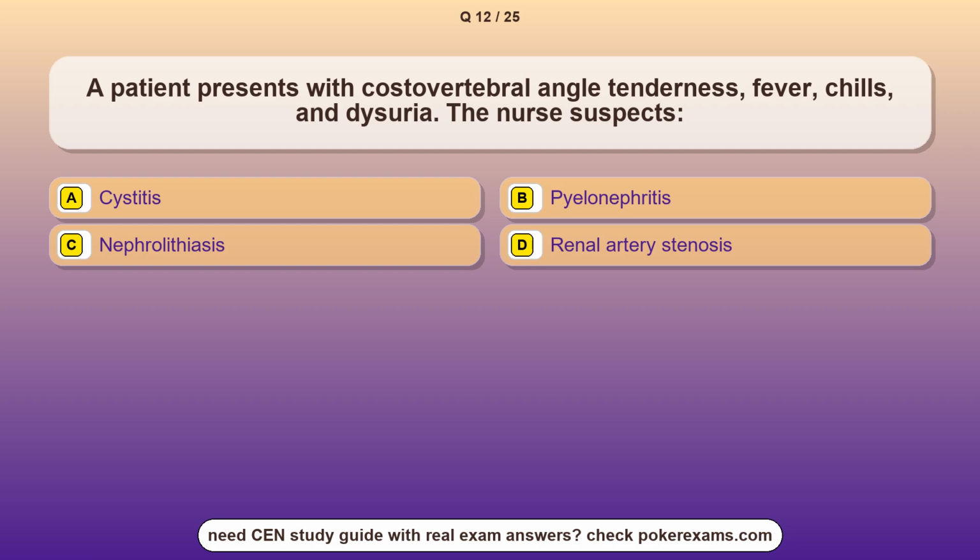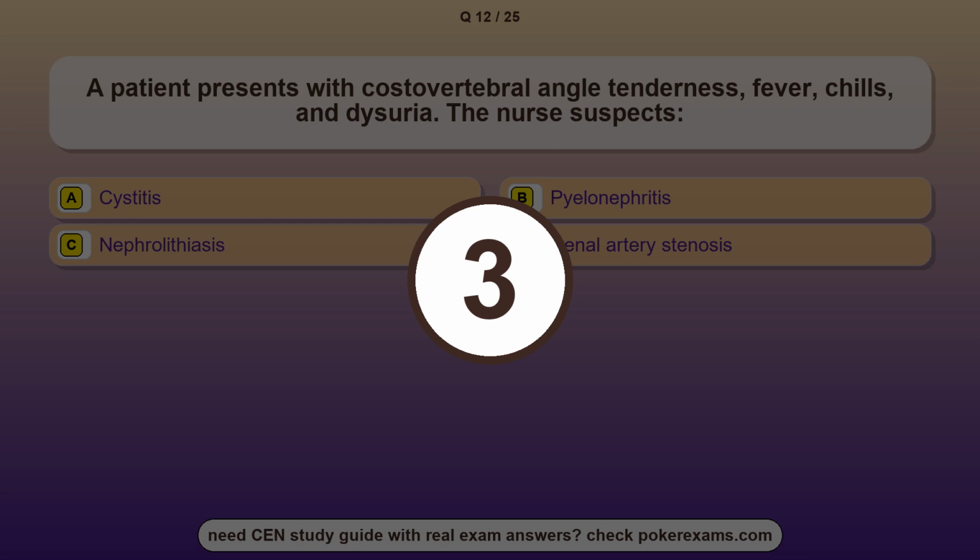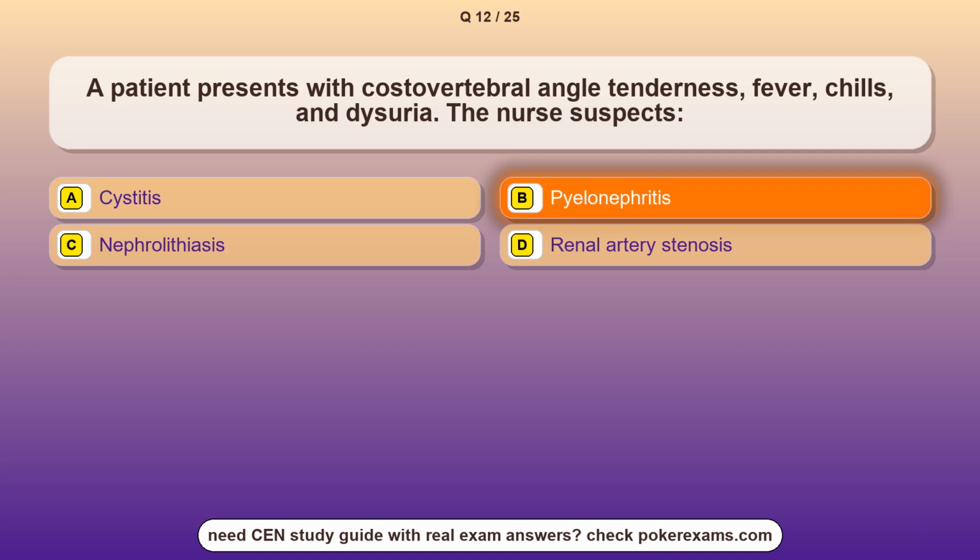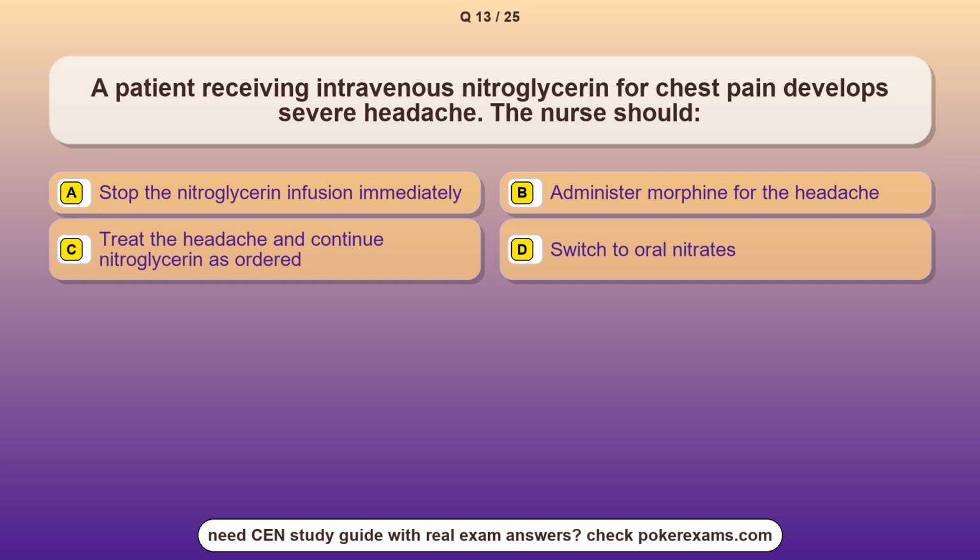The nurse suspects: Option A. Cystitis. Option B. Pyelonephritis. Option C. Nephrolithiasis. Option D. Renal artery stenosis. The correct answer is option B. Pyelonephritis. Question 13. A patient receiving intravenous nitroglycerin for chest pain develops severe headache.